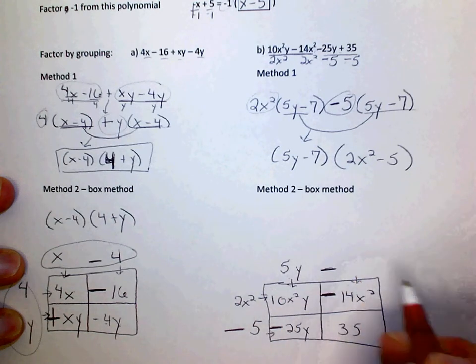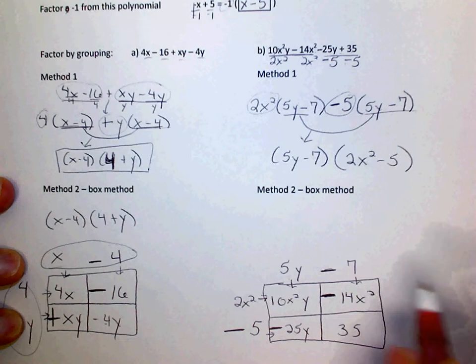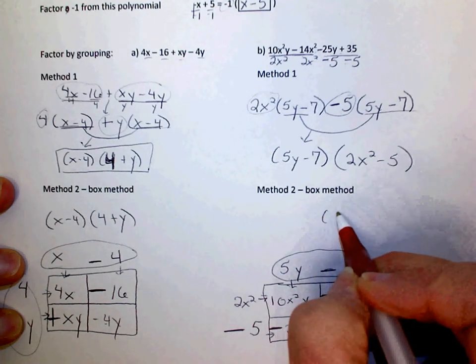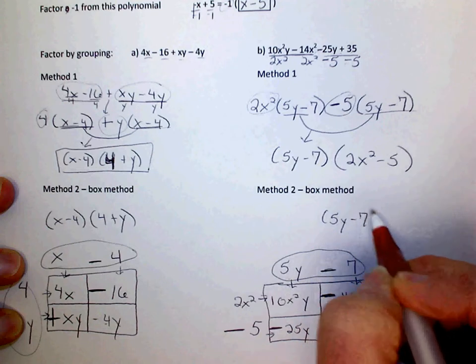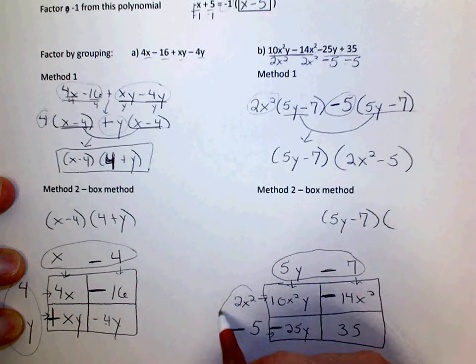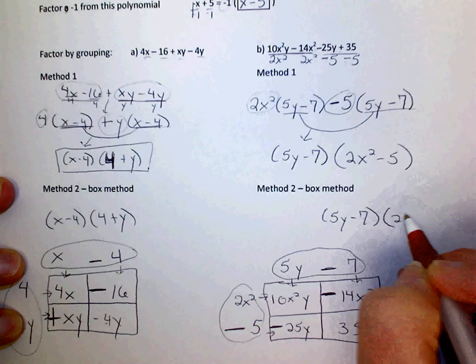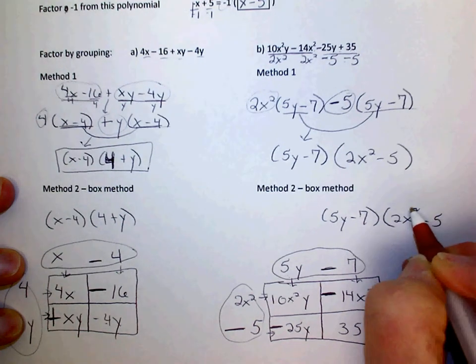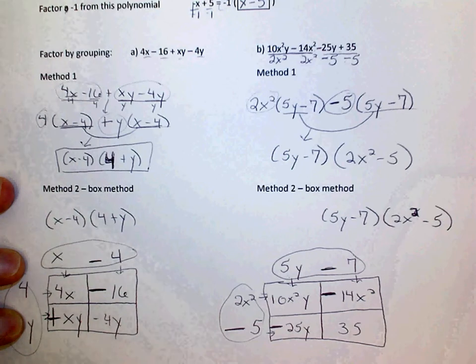Hot dogs, here it is. 5y minus 7 and 2x squared minus 5. Had that dyslexic thing going on. I was about to say 5 and wrote it instead of my 2.